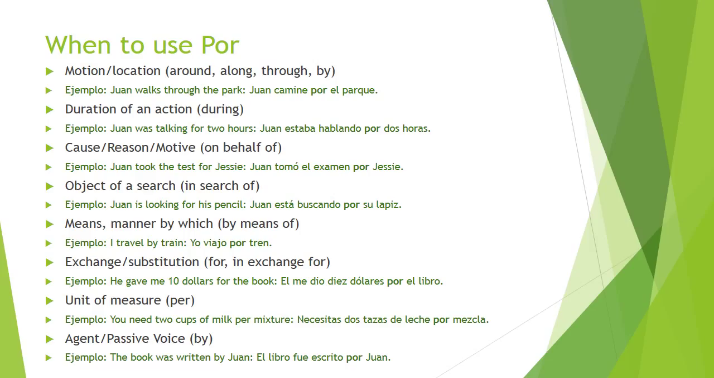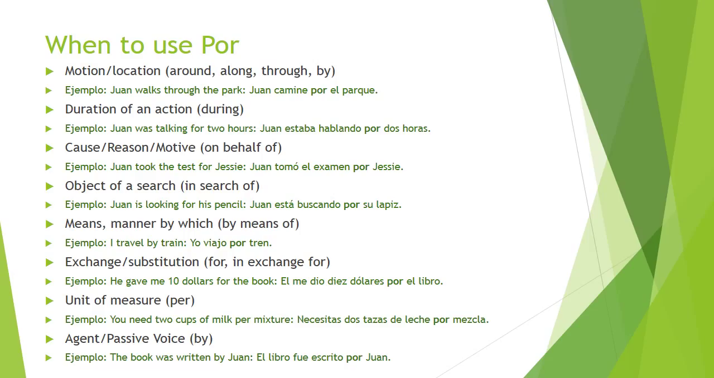Fifth is means or manner by which something happens. For example, I travel by train. Yo viajo por tren. Then is exchange or substitution. For example, he gave me $10 for the book. Él me dio $10 por el libro.